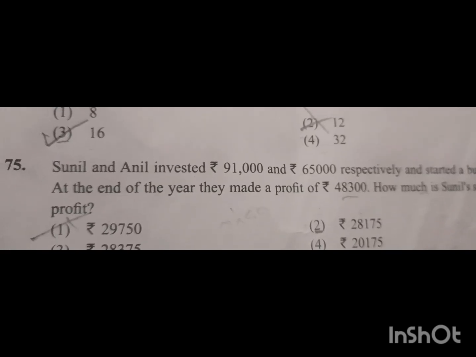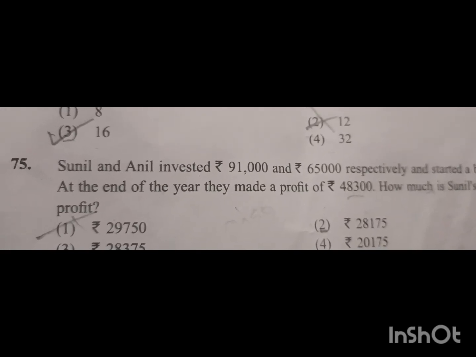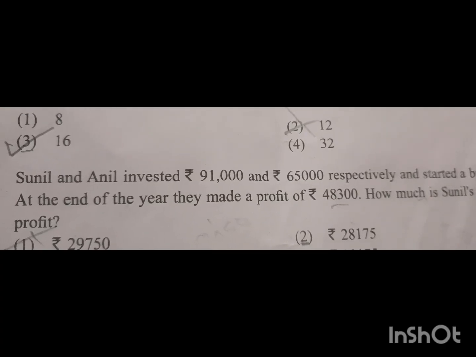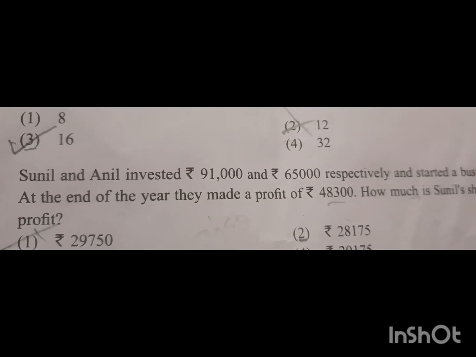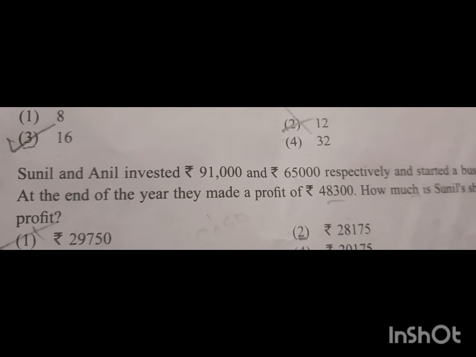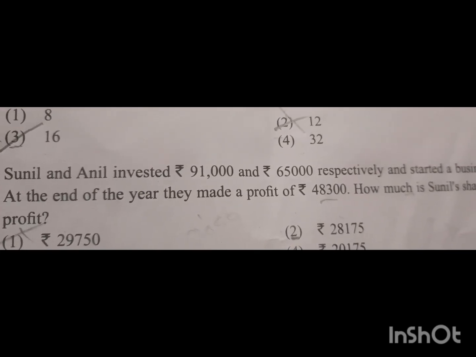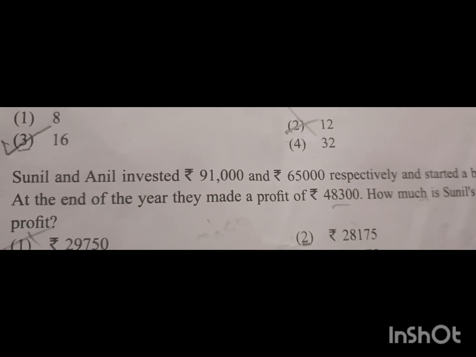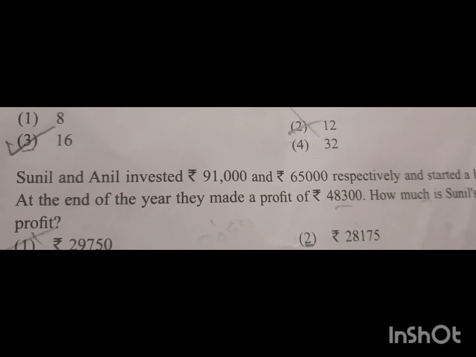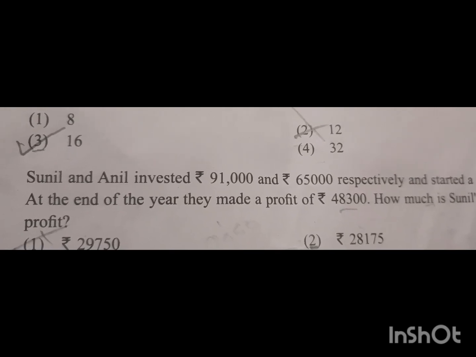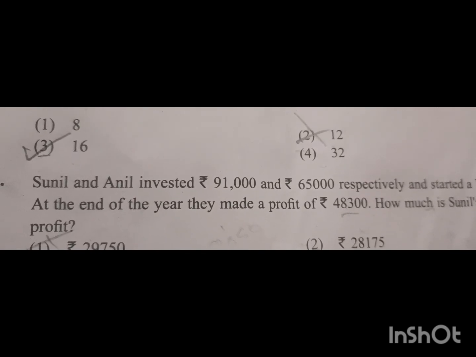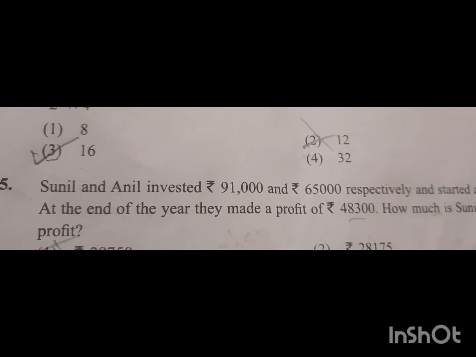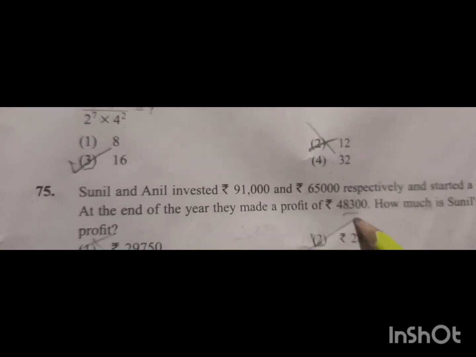Now the question number 75. Sunil and Anil invested rupees 91,000 and rupees 65,000 respectively and started a business. At the end of the year, they made a profit of rupees 48,300. How much is Sunil's share in the profit? Option 1 is rupees 29,750. Option 2, 28,175. Option 3, 28,375. Option 4, 20,175. Option number 2 is the correct answer.